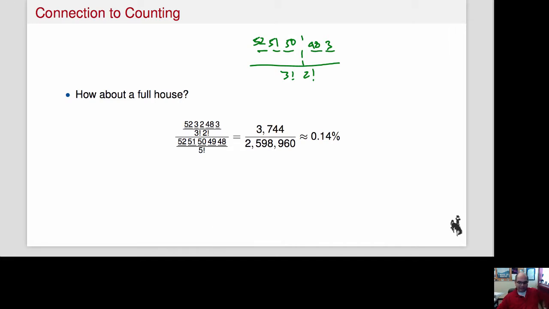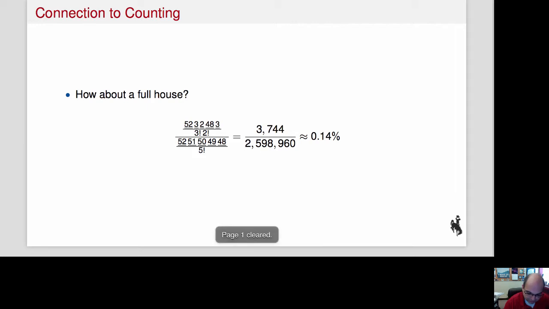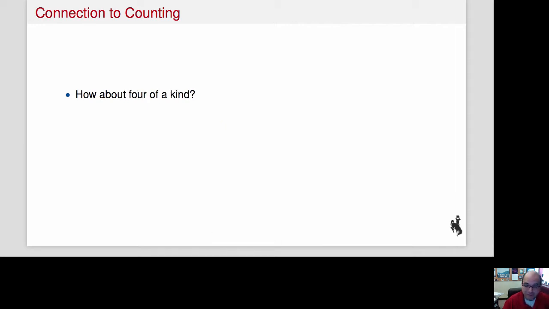That ends up being 3,700 or 0.14%. Okay. Now you're getting exceedingly rare. And if you have experience playing poker, then yeah, you might agree with some of these numbers. Okay. 4 of a kind.